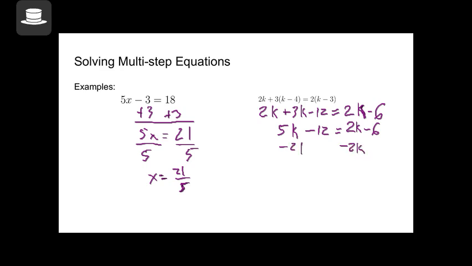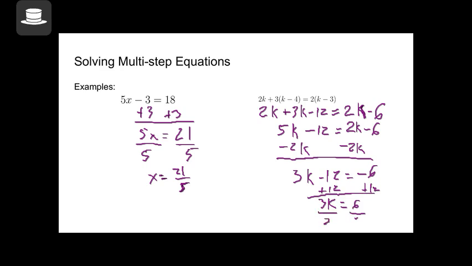And then, so that leaves me with 3k minus 12 is equal to -6. Now I can add 12 to both sides. That leaves me with 3k is equal to 6. And then just divide both sides by 3. So K is now equal to 2.